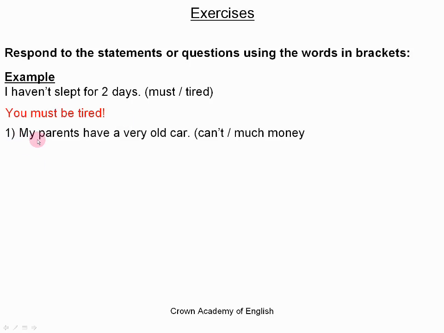Question 1. My parents have a very old car. So I'll give you just a few more seconds to think. Okay, so the answer to this one would be, they can't have much money. Okay, so this is the negative, and we are quite sure that they don't have much money. Okay, they can't have much money. We are pretty sure that they don't have much money, so we say can't.